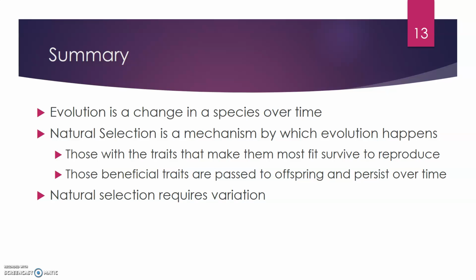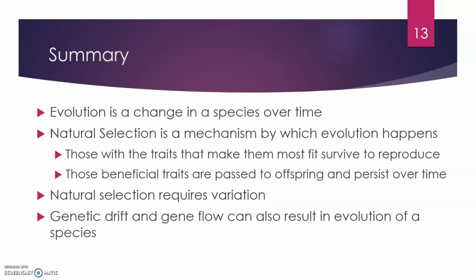In order for natural selection to happen, variation is required, and a lot of that variation comes from mutations as well as through sexual reproduction. There are some other mechanisms by which evolution can happen in addition to natural selection or survival of the fittest, and two of those are listed here, and they're genetic drift and gene flow.